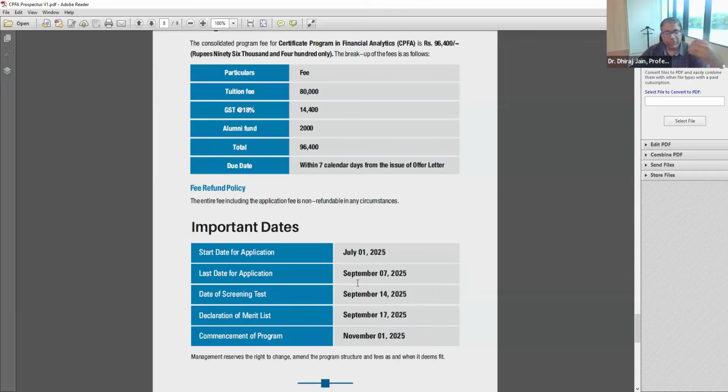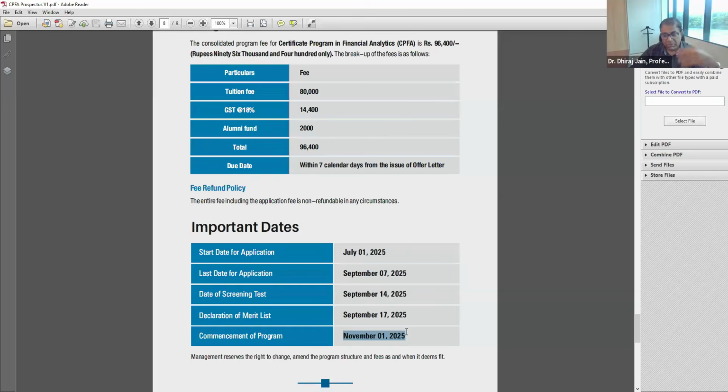The important dates for the program: the application has already been launched. The start date for the application is July 1st. The last date for filling the application form is September 7th. So today is July 7th, and you have 2 months ahead of you to take your decision, whether to give the screening test or not, to join the program or not. September 7th will be the last date for the application. The date of the screening will be September 14th. Declaration of the merit list will be by September 17th, and we'll commence the program on November 1st, 2025.